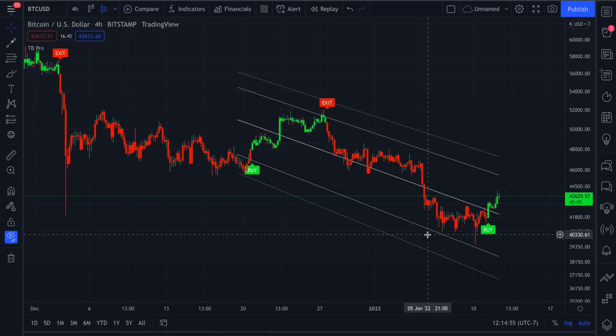Again, this works on all markets, right? So keep that in mind, and time frames as well. So keep that in mind as you try and find entry points and everything.